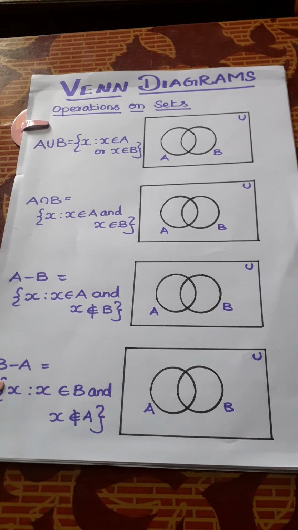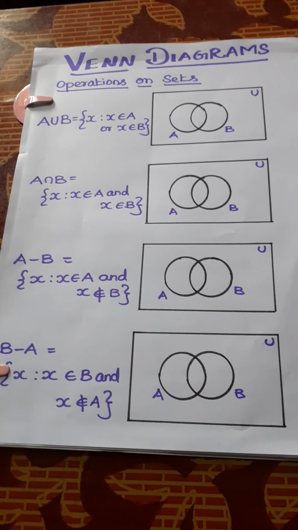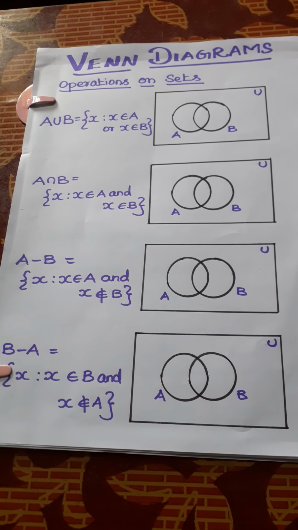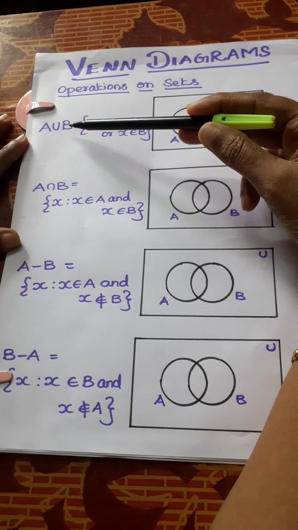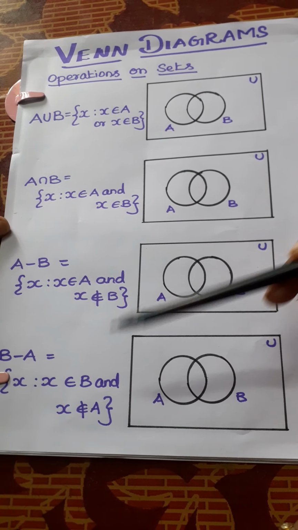Venn diagrams are useful in representing relations between sets pictorially. Now we are going to discuss a relation between the sets using Venn diagrams. First I am going to tell about operations on sets. The first one is union of two sets, then intersection of two sets, and difference between two sets.